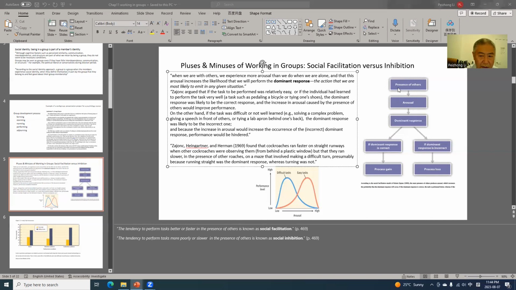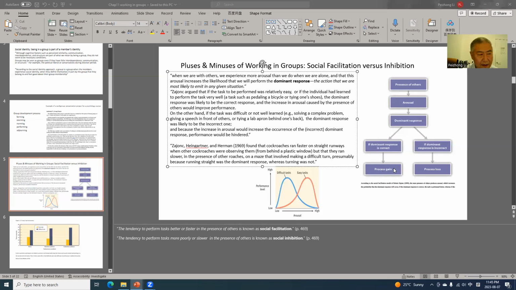was arousal. When there are other people around you, your arousal increases. And when your arousal increases, you find it easier to perform the dominant response. When you have a very simple task, like running a straight line, the dominant response is good, it's correct, you just run. And in this kind of situation, you have process gain. Other people provide you a stimulation and you run faster when there are other people around, when you have an audience.